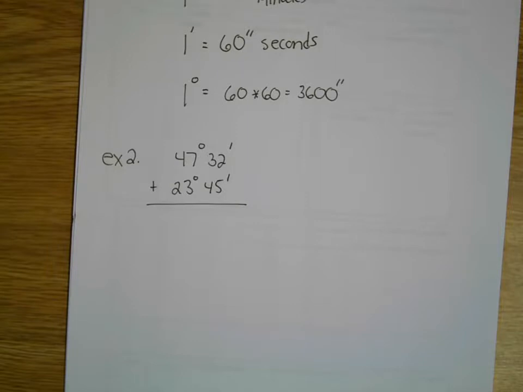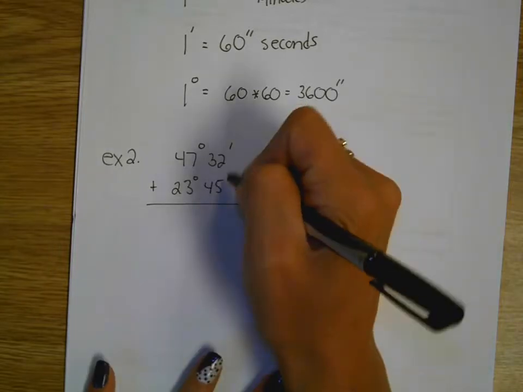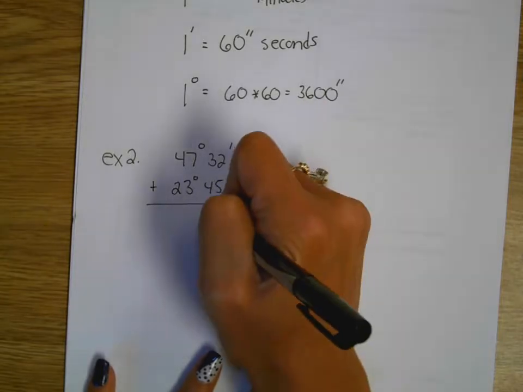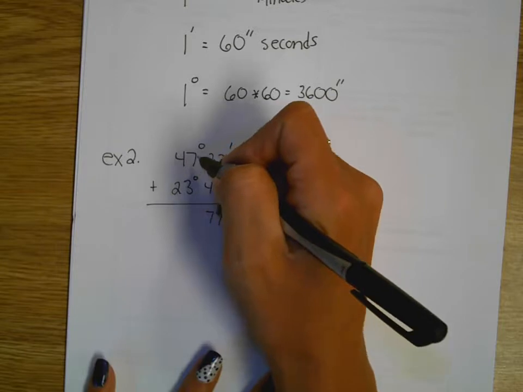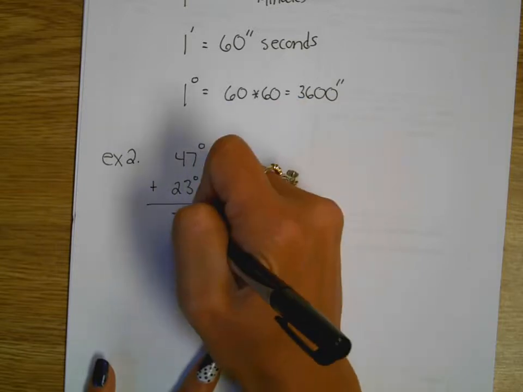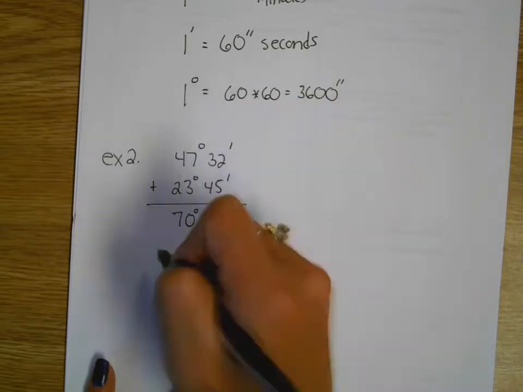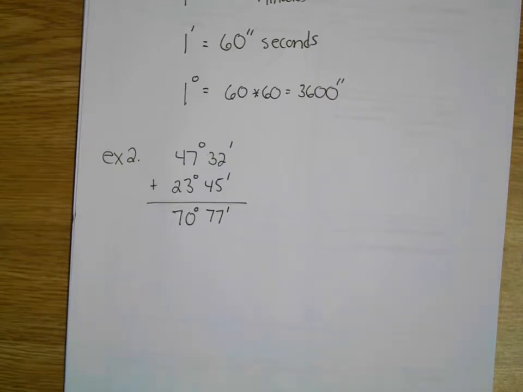Okay, very simple common sense. You're going to add your minutes to your minutes, your degrees to your degrees. Then if we need to do some simplifying, we will, which we will. So adding, how many minutes do I have here? Looks like 77. Over here, we got 70. 70 degrees, 77 minutes. Looks like a good answer?